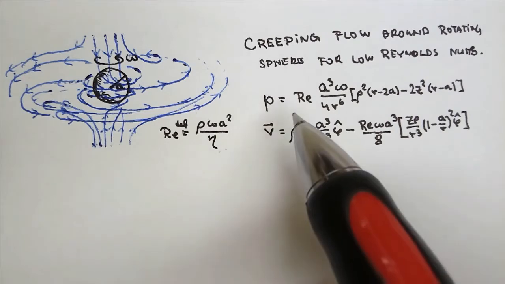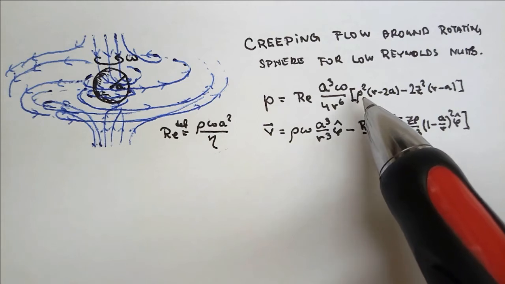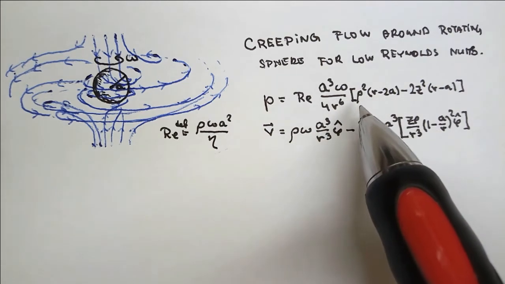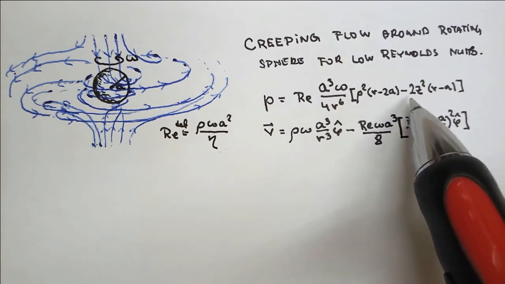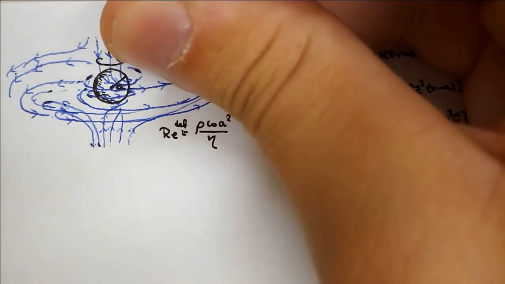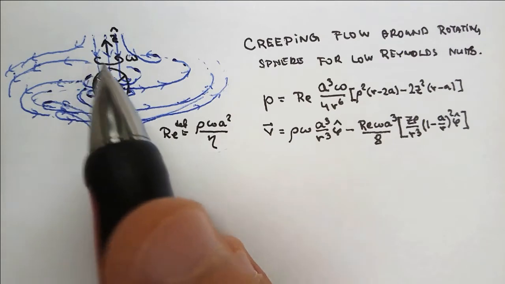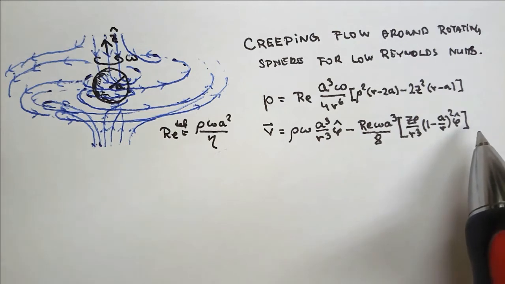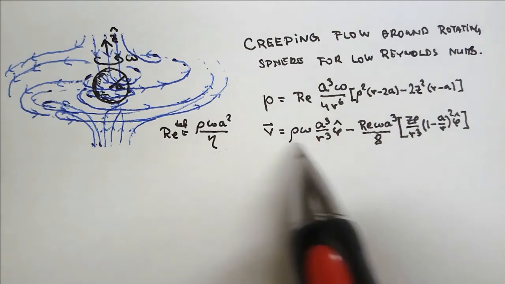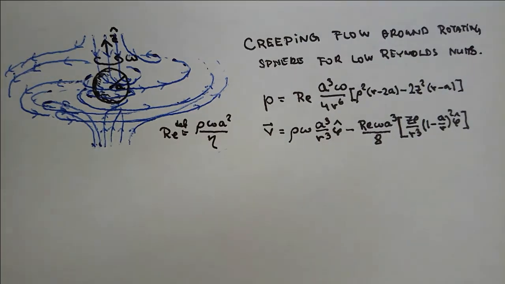This is the pressure. Rho is, remember, the cylindrical radial distance, omega is the angular velocity, and z is the direction of the z unit vector, the direction of rotation. And this is the velocity field, and we will derive this also. This term is the first term in the series.